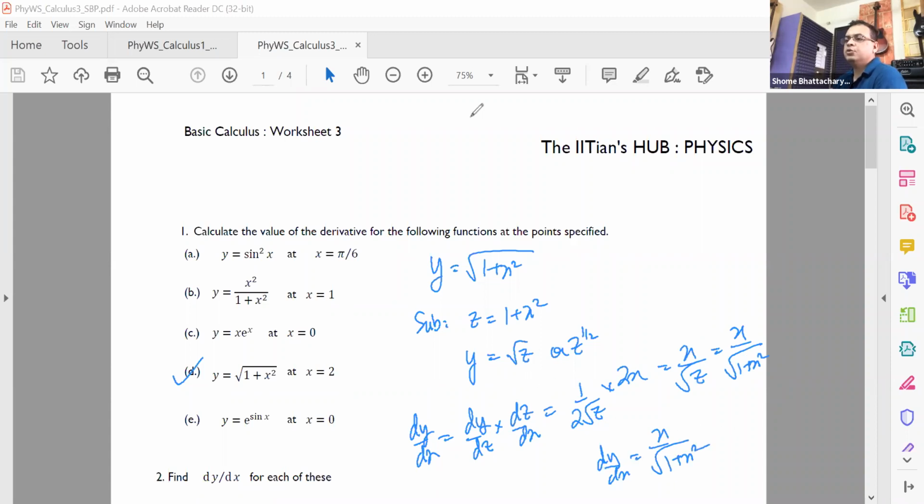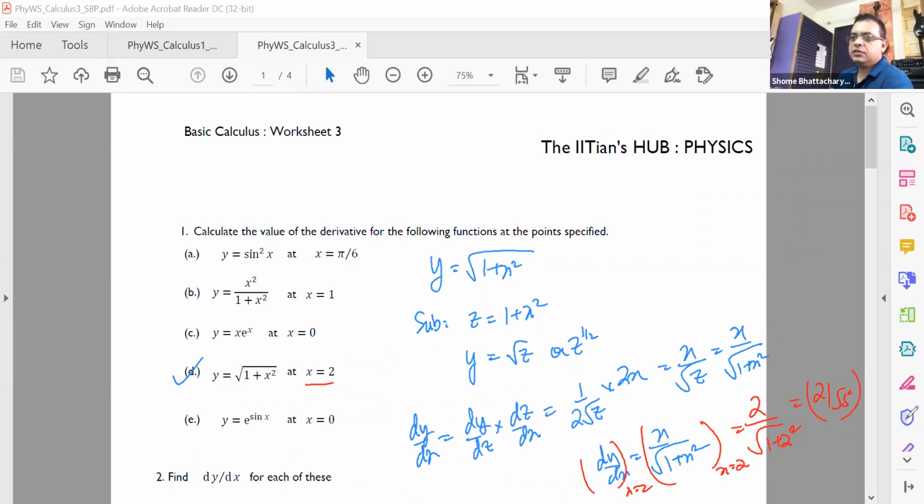Now the final step, you want to find the value of the derivative at x equal to 2. Substitute x equal to 2 here. You get 2 upon square root of 1 plus 2 square, so 2 by root 5. That becomes the answer. You can leave the answer in terms of square root. You don't need to calculate root 5 and do the division. So this is a typical example of chain rule.